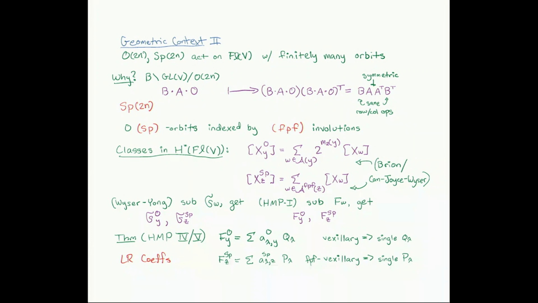Okay, so we have these new actions. They act with finitely many orbits, and it would be interesting to know what those orbits are, and I've written the answer down. So the O_n orbits are indexed actually by involutions in the symmetric group. And the Sp_n orbits are indexed by fixed point free involutions in the symmetric group. So I have sort of a construction up here, but it might be a little easier to understand if I write it down again on the board. So what's the idea?